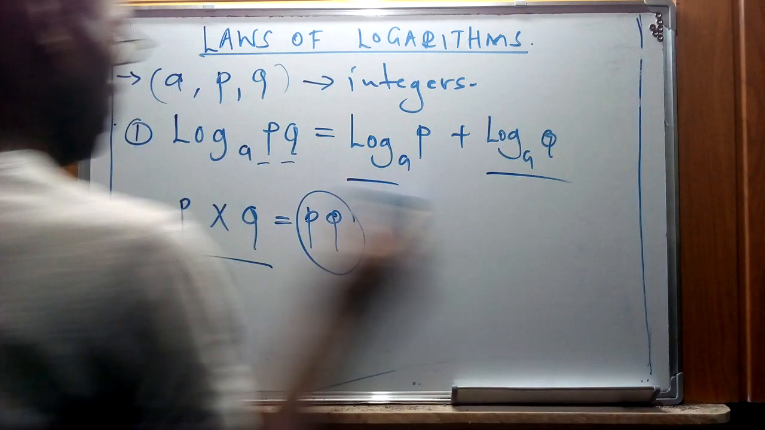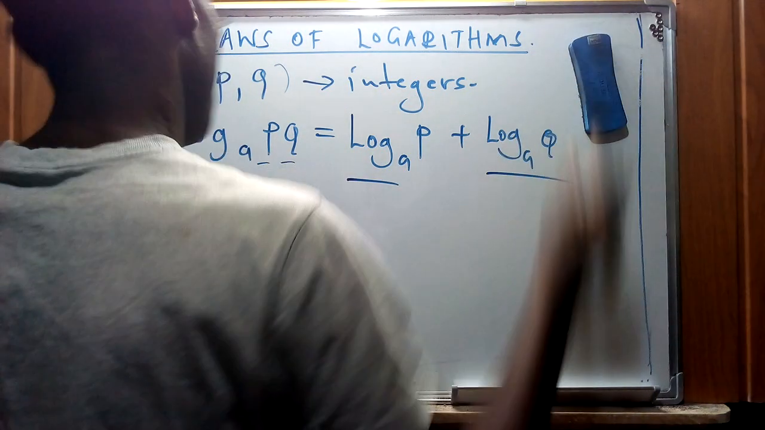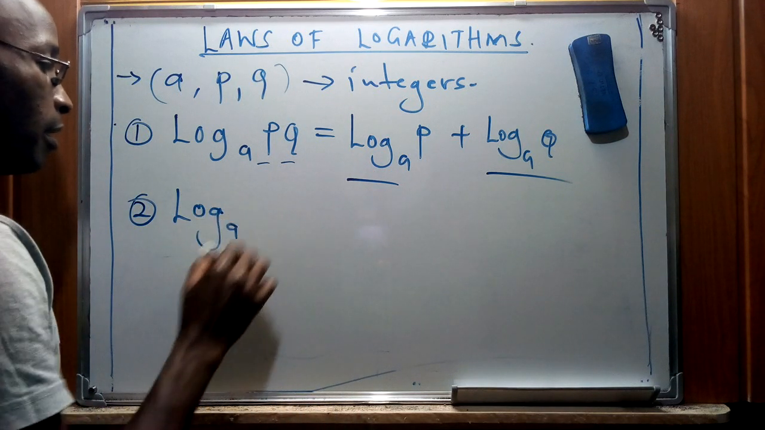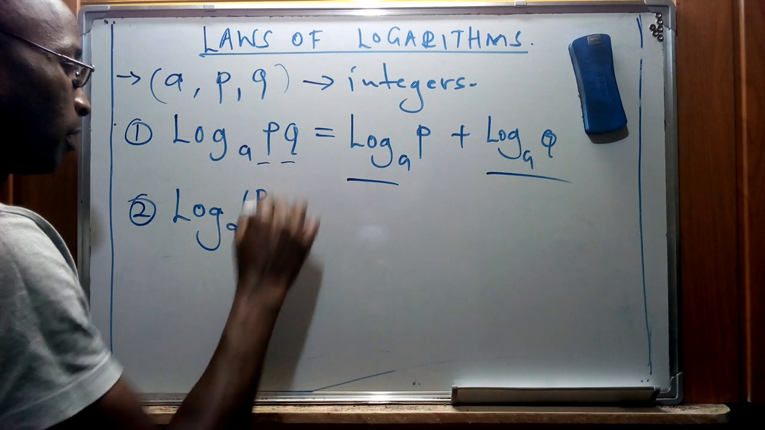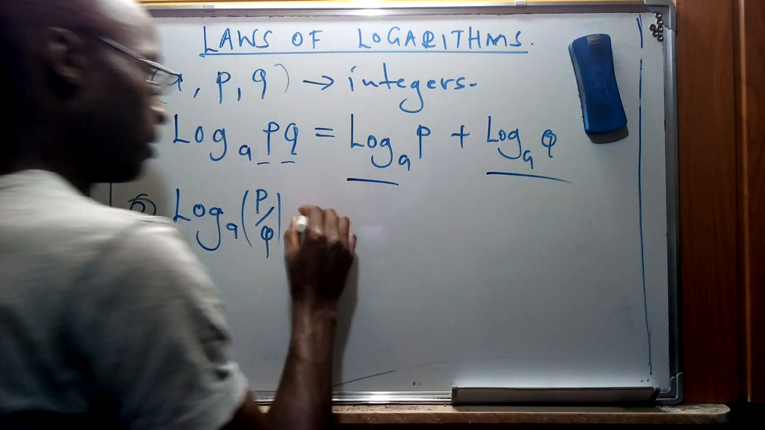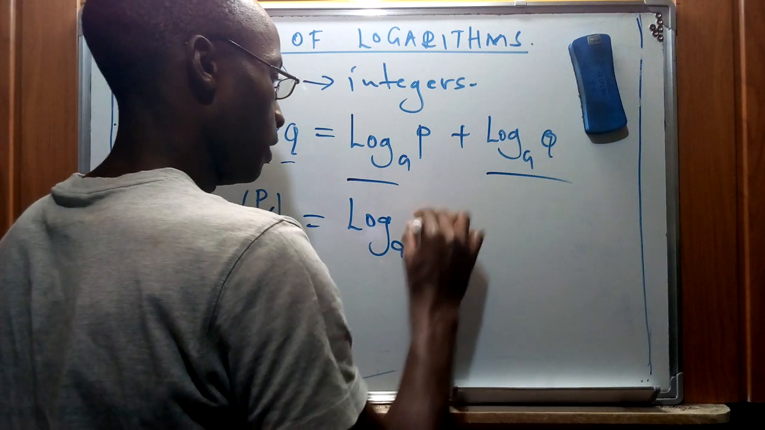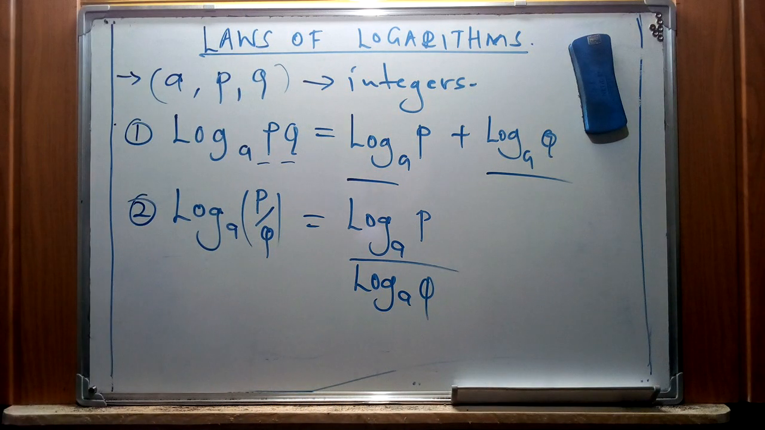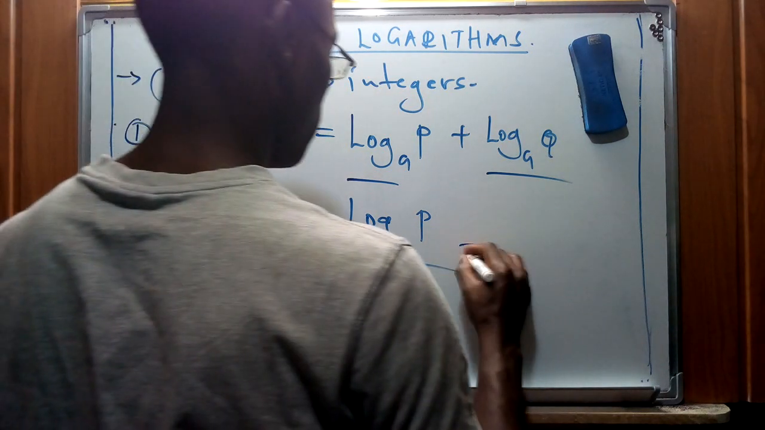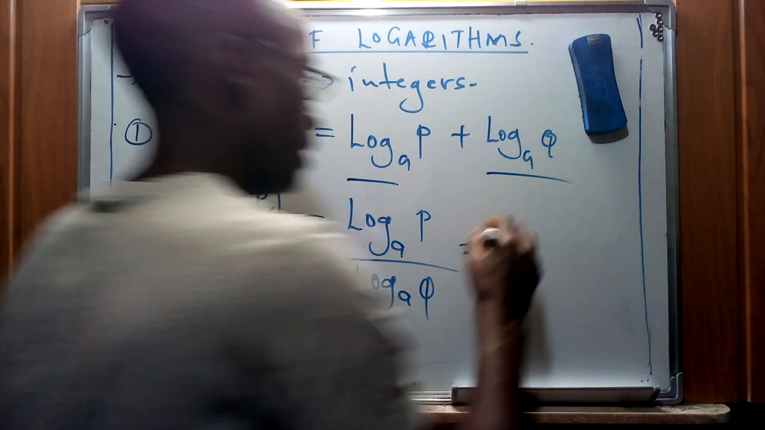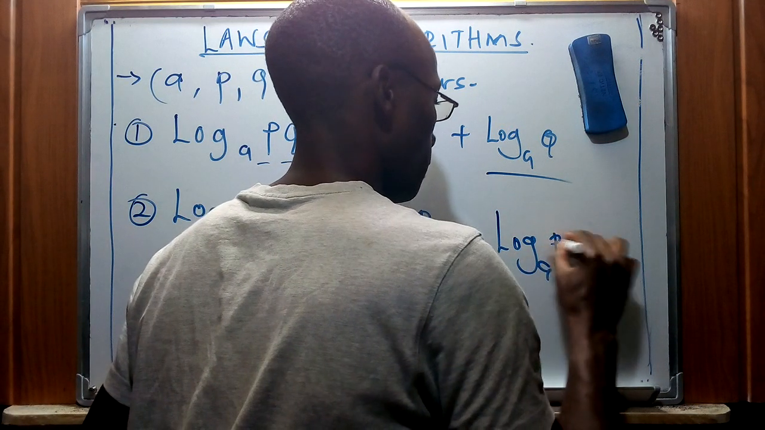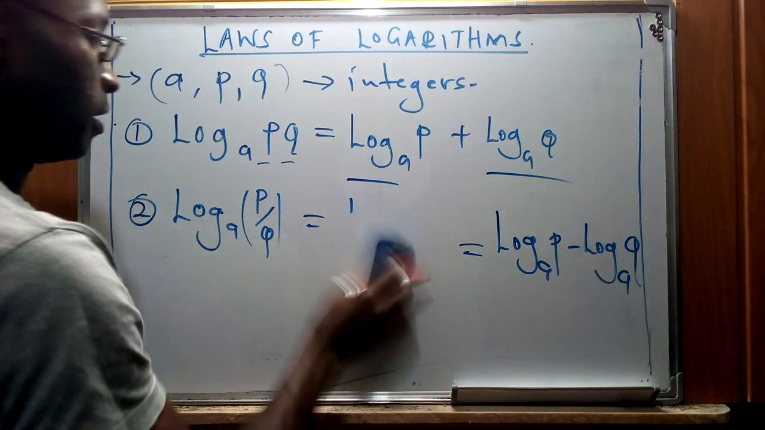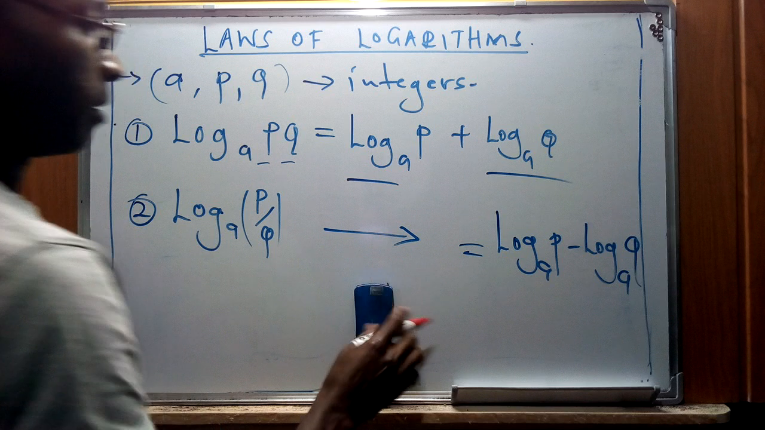Now, suppose we have a log to a base A of a rational number P over Q. Then this is going to be given as log to base A P minus log to base A Q. So therefore, this is going to be a representation, just give it as such.